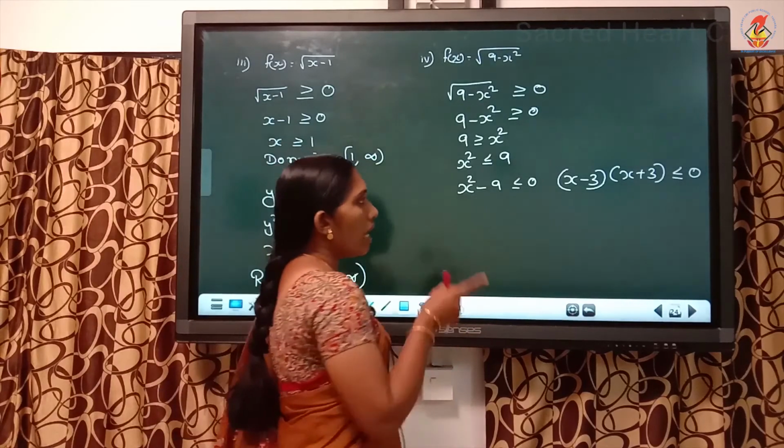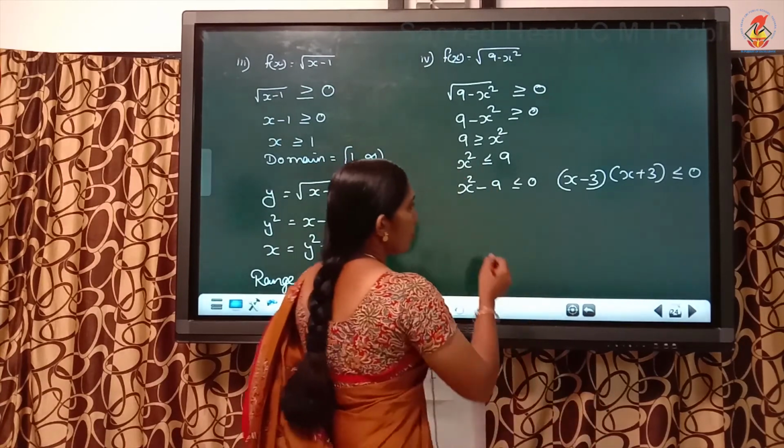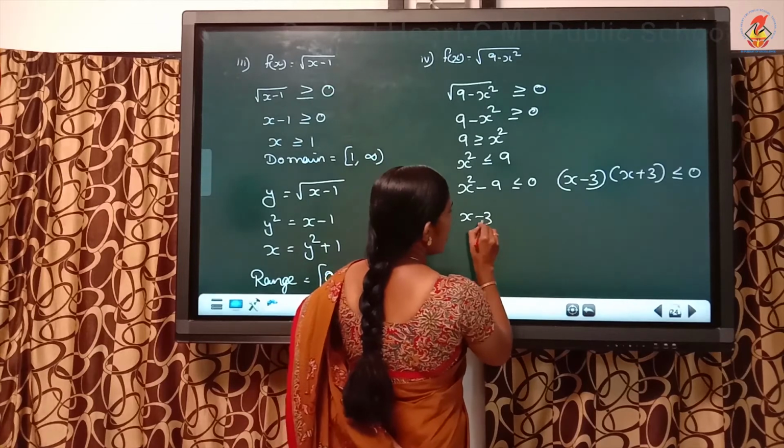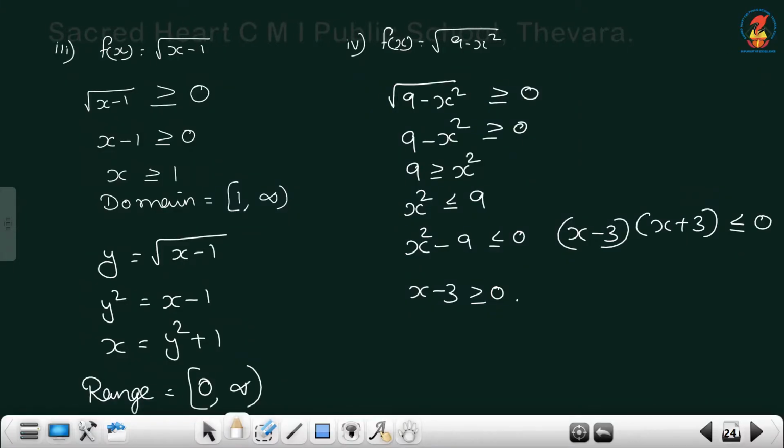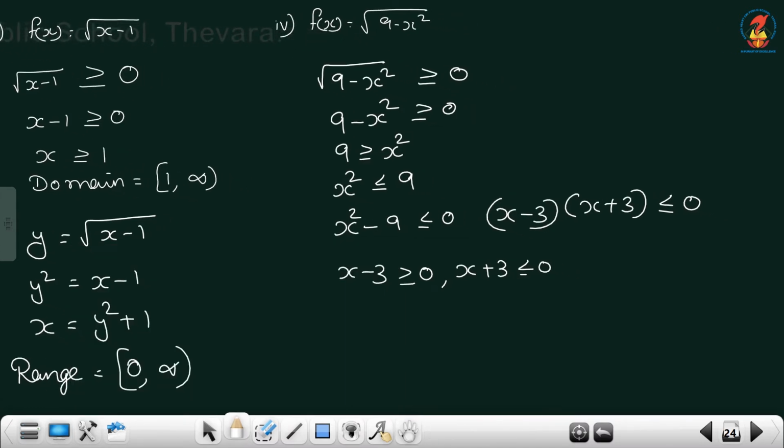Product negative means one is positive, one is negative. So there are two cases, either x minus 3 positive, here less than or equal, that's why I am giving the equal symbol also. One is positive, the other one is negative. Or x minus 3 is negative and x plus 3 is positive. Two different cases. From this I can write x is greater than or equal to 3. And here x is less than or equal to minus 3.